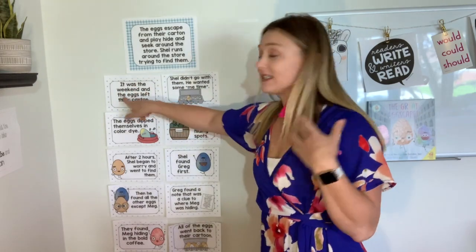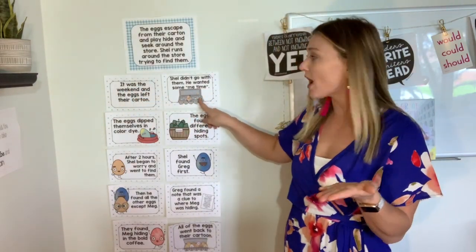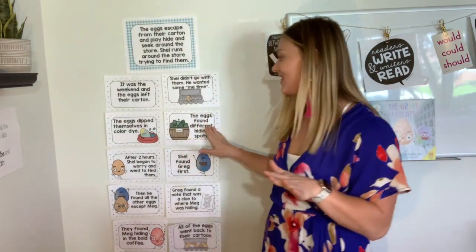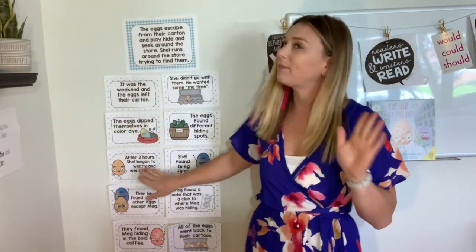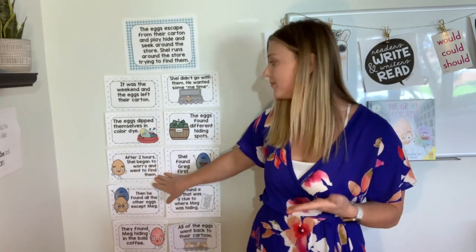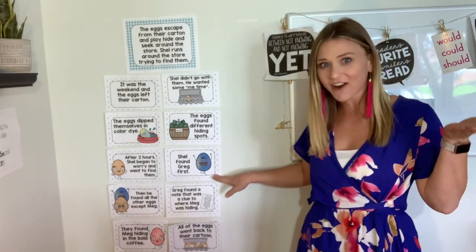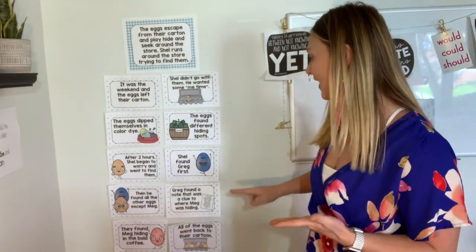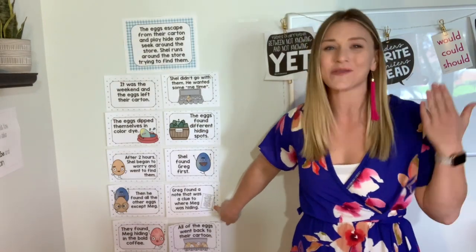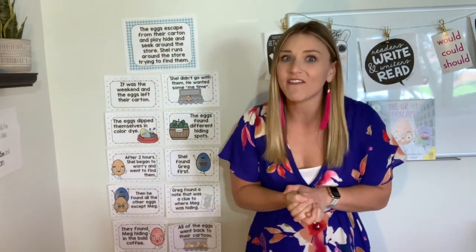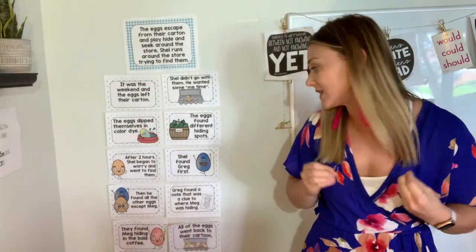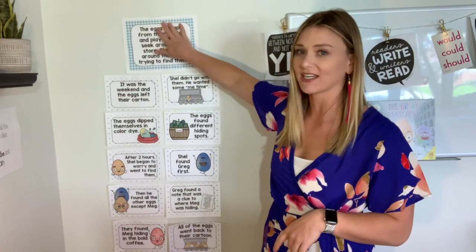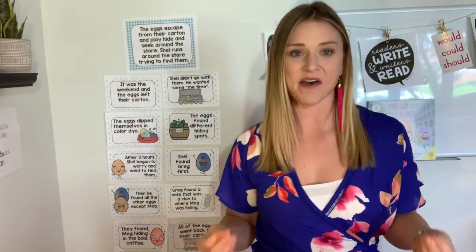Like so. It was the weekend and the eggs left the carton. Shell did not want to go because he wanted some me time. The eggs dipped themselves in colorful dye and they all found different hiding spots. But after a couple hours, Shell got really worried and he went to find them. He found Greg first. Then he found all of the other eggs except for who? Except for Meg, right? And they found a clue where Meg was hiding. Where did they find Meg? They found Meg in the bold coffee, right? And then all of the eggs went back to the carton. So here we have the main idea, and here we have all of the details that happened in the story.